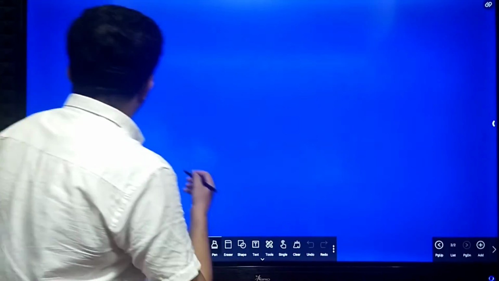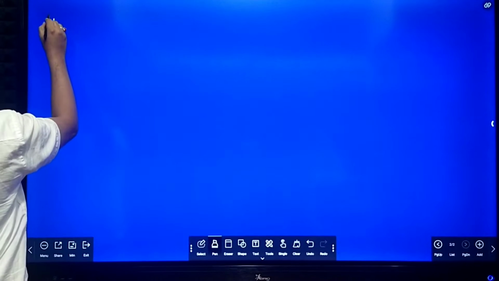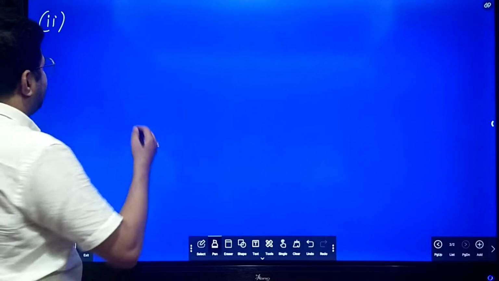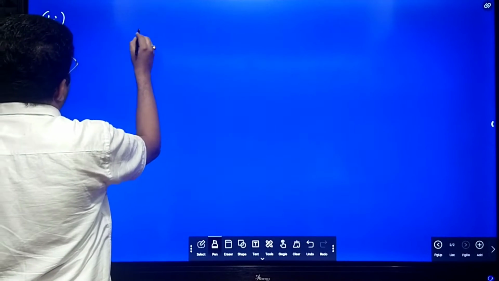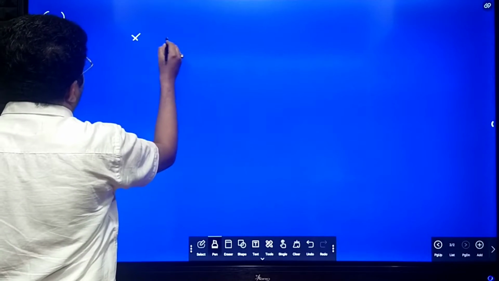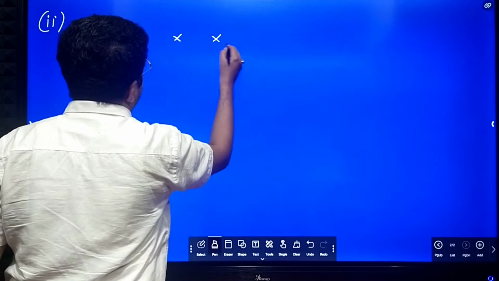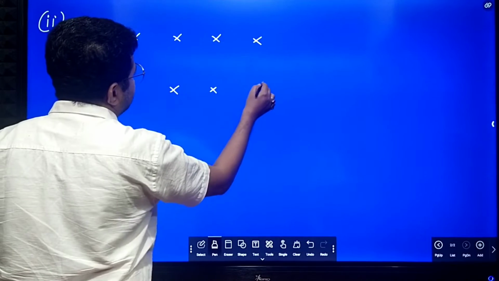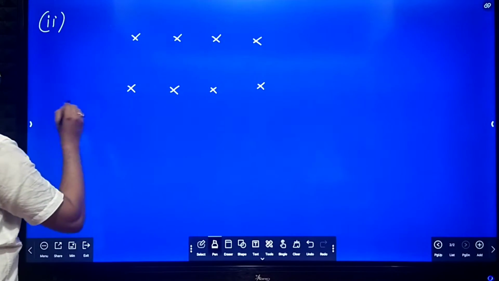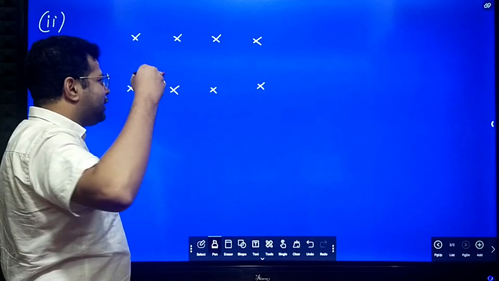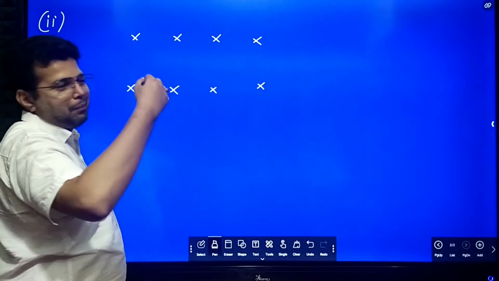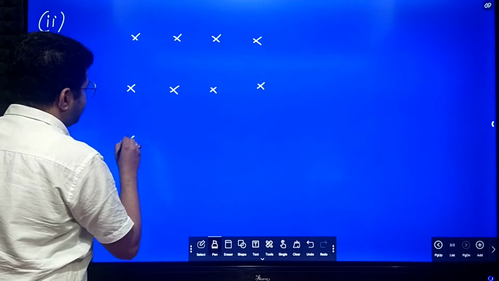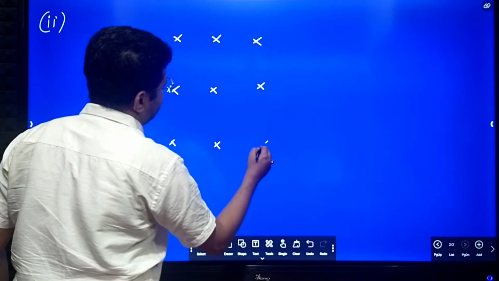Now the second case, what if the charged particle is moving such that its velocity is perpendicular to the magnetic field? Now what I'll do, I'll consider a uniform magnetic field like this. If I put into symbol, into symbol means what? Magnetic field is going into the plane of the paper. That is why we put into symbol. So here I have considered a uniform magnetic field.